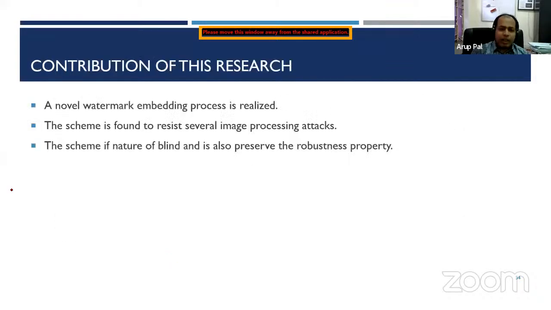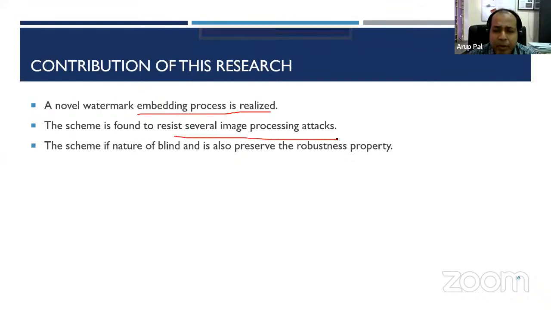Okay, so what is the contribution in this work? A novel watermark embedding process. That means your embedding process should be novel. That is one of the areas where you can contribute. The scheme is found to resist several image processing attacks. Now, embedding will be novel. The second is how novel it is, and whether it satisfies the actual security concern or not. That means if you perform any kind of attacks, whether the watermark can survive in this particular process or not. That you have to recheck in this particular process.